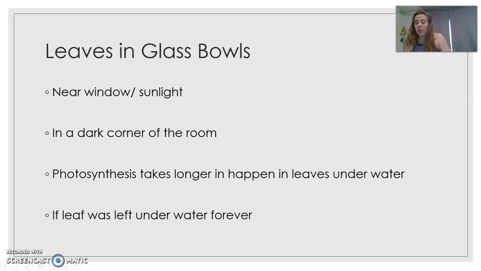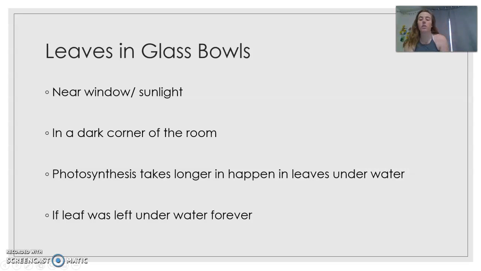So what they did is put leaves in glass bowls, submerged the leaves in the water that's in the bowls, and they decided where to set them around the room to see if photosynthesis would happen. What should have happened to their leaves, no matter where in the room, is they should have had little bubbles all over the leaves, coating the leaves, and that was the oxygen leaving the leaf after photosynthesis occurred.